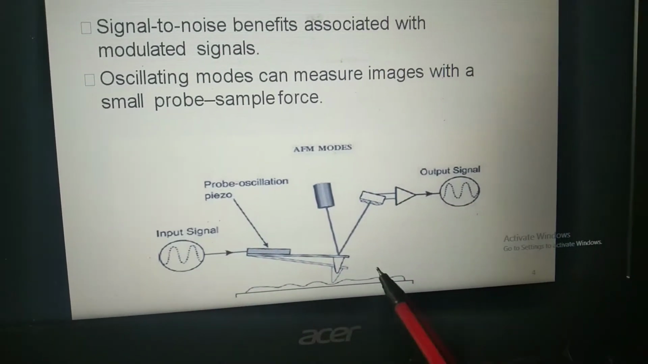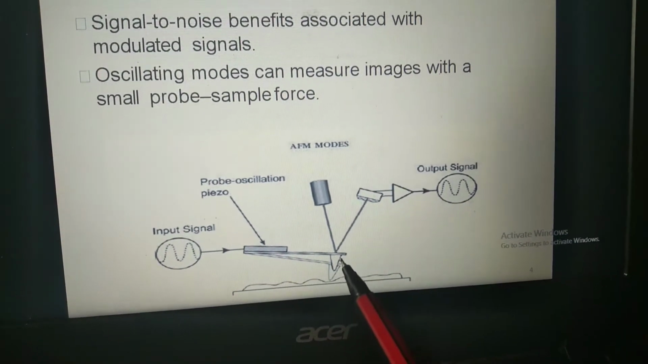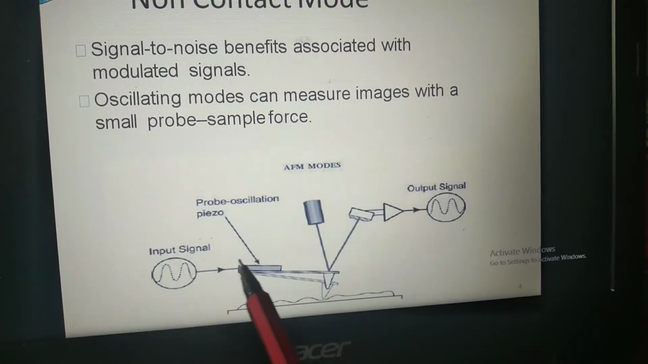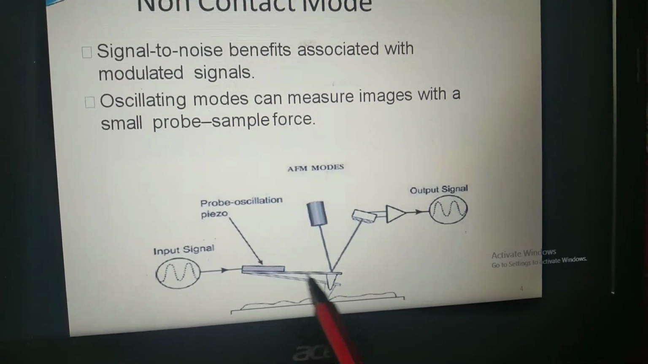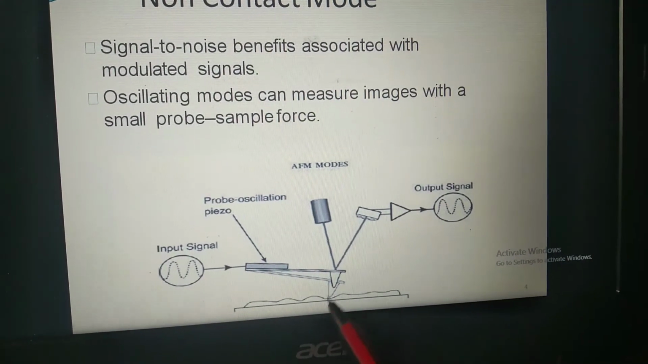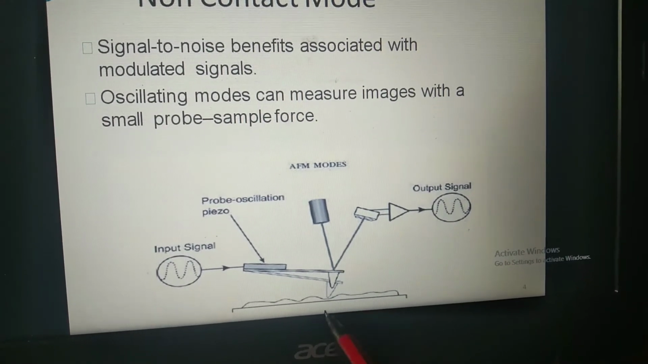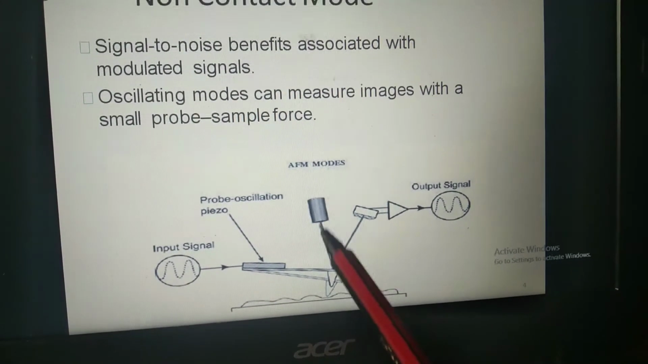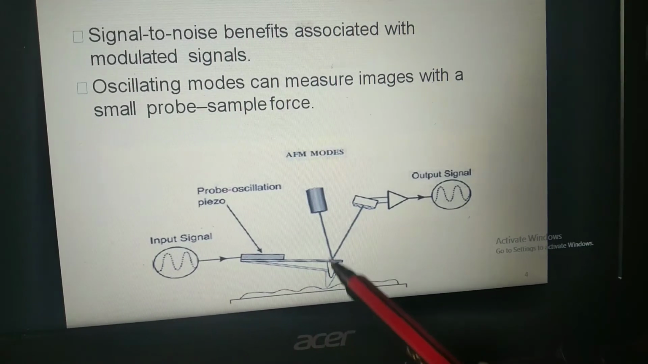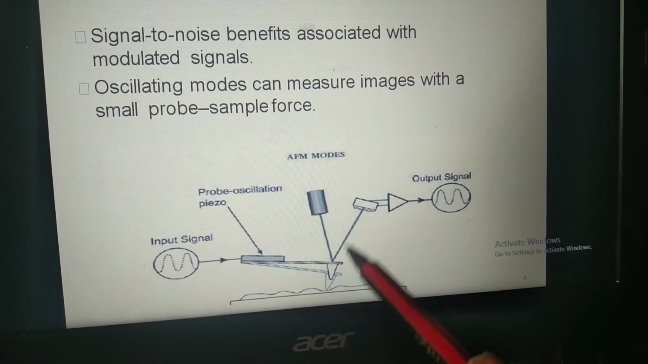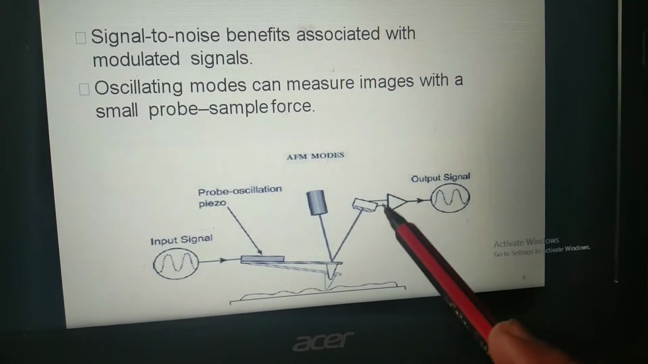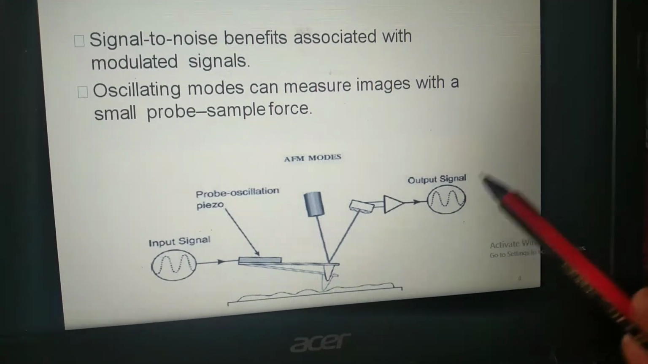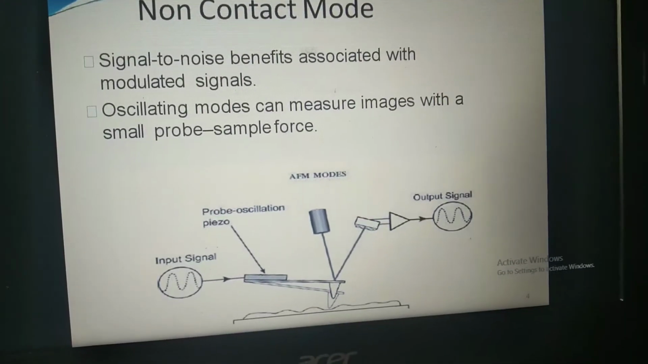See, in this diagram we can see that there is a sample and this probe is not in actual contact with the sample. This input signal is given, which is a kind of force given to the cantilever to go towards the sample without being in actual contact. This is the laser which is incident on the cantilever, and the radiation received goes to the photodiode, and there is an amplifier that changes the signal received in the photodiode and gives it out as the output signal. Clear? So this was about the non-contact mode.